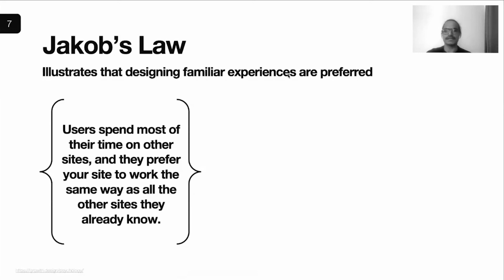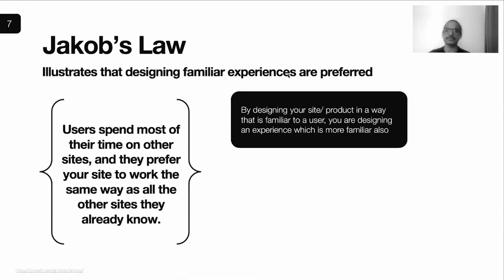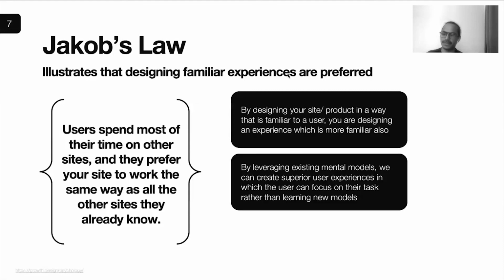Next is Jakob's law. Jakob's law says that designing familiar experiences is preferred. As users, we use so many different applications and products every day. We should try to use the same patterns and experience rather than creating everything from scratch. Users spend most of their time on other sites, and they prefer your site to work the same way as the other sites they already know. By leveraging existing models, you reduce the cognitive load, and it becomes easier for the user to work on your system because no new learning is required.